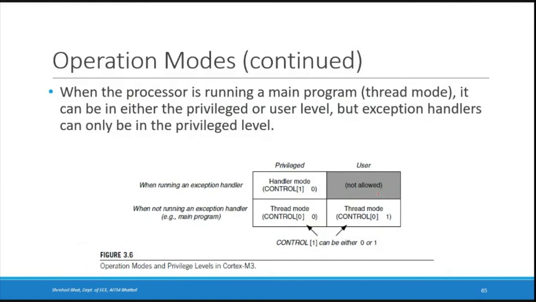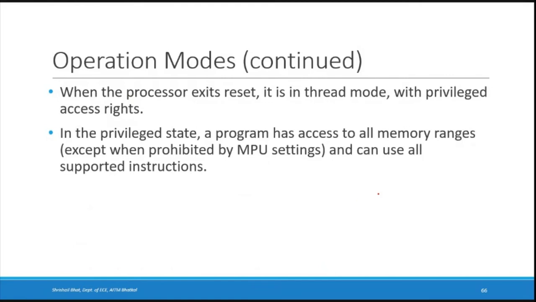Whenever the processor exits reset, that means when you start the processor, it is in the thread mode. Initially it will be in the thread mode in privileged level, that means with privileged access rights. In the privileged state, a program has access to all the memory and it can use all the supported instructions.